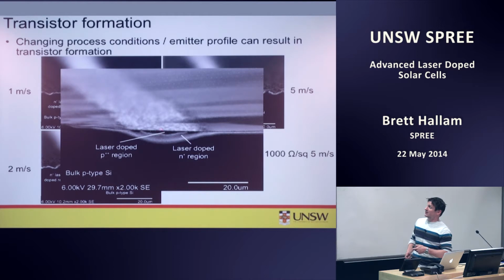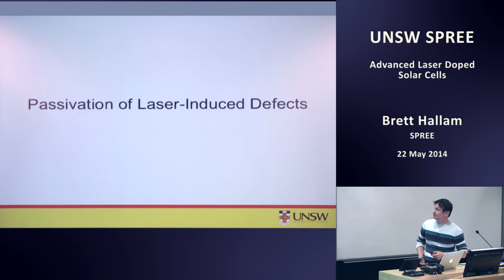And what we can see, we've formed a local transistor. So we've got this p-type surface region, this n-type emitter, which is pushed down further, just like in the buried emitter solar cell. And we still have the p-type silicon base. So we can locally form transistors using this laser doping process.